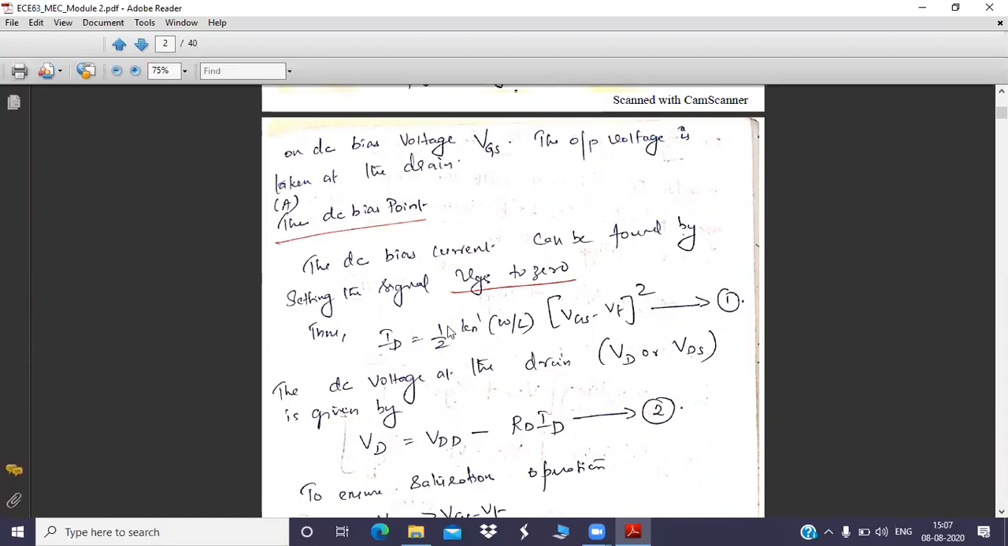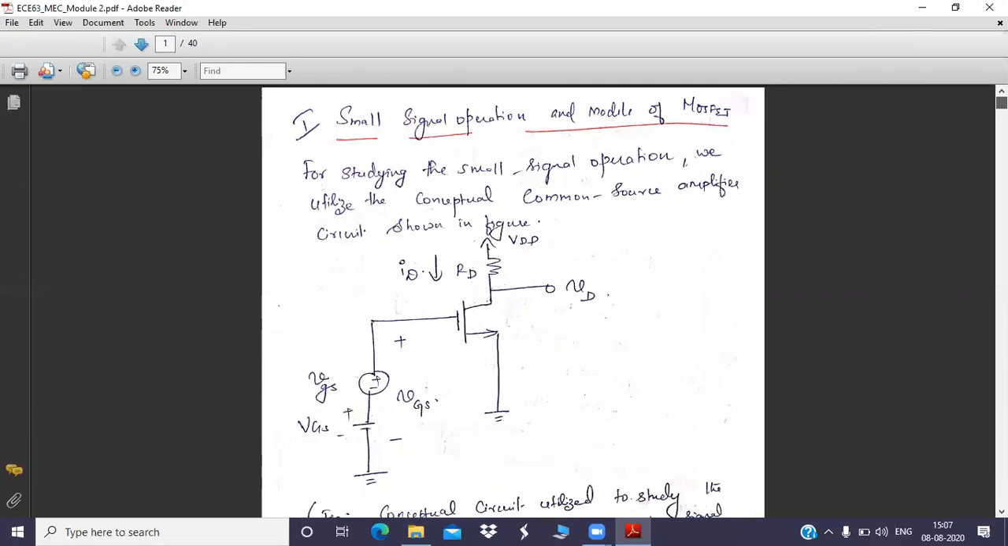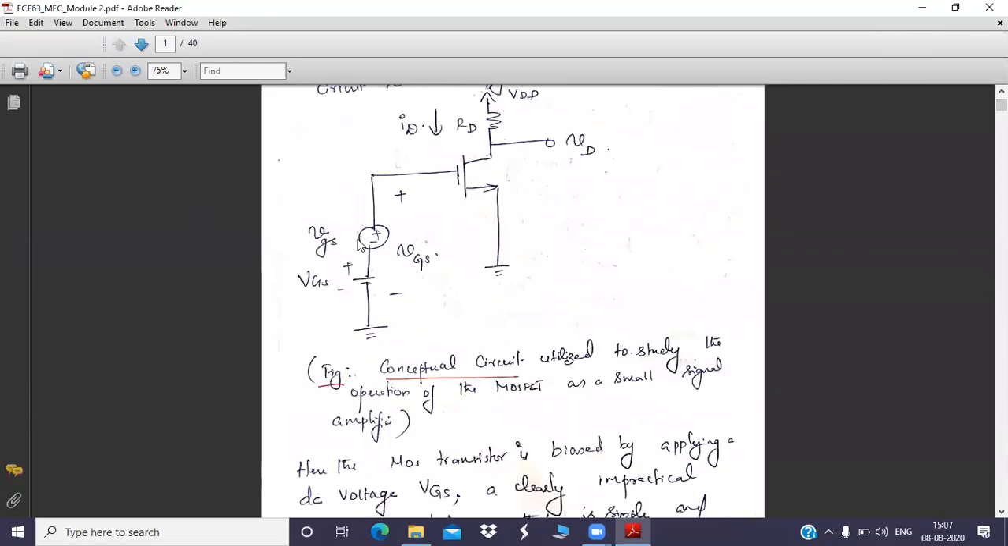Now you know the equation for ID, isn't it? This is the equation for the drain current passing through the MOSFET, that is, half K n dash W by L into (VGS minus VT) the whole square. Since we are doing the small signal analysis, we will be considering only DC. Here we are given only capital VGS. Why are we not taking small letter vgs into account? Because small letter vgs is the large signal. Understood? This is large signal and this is small signal.